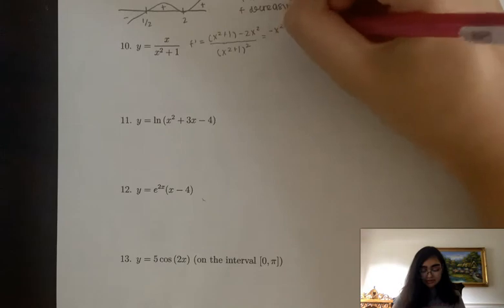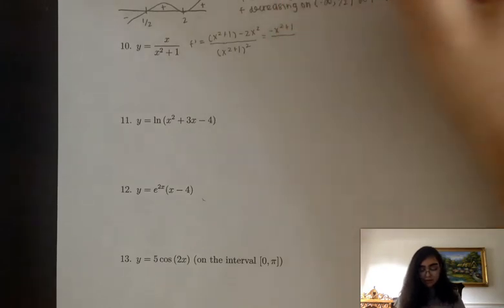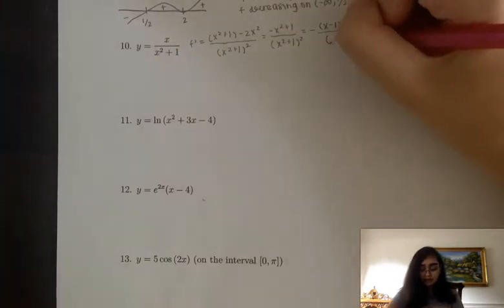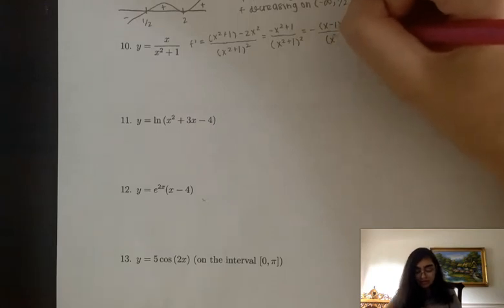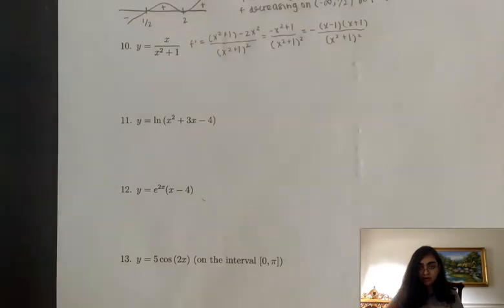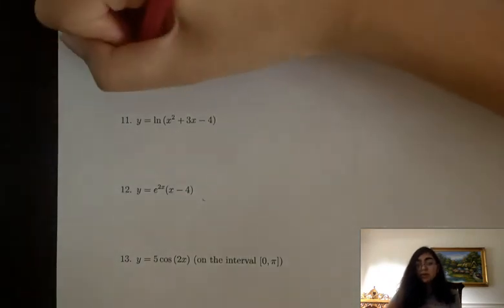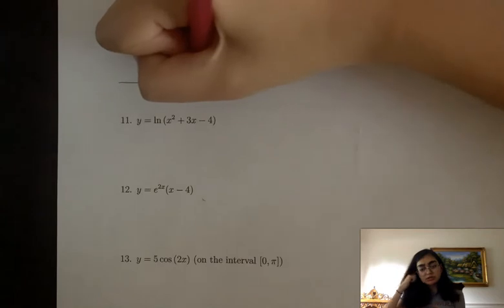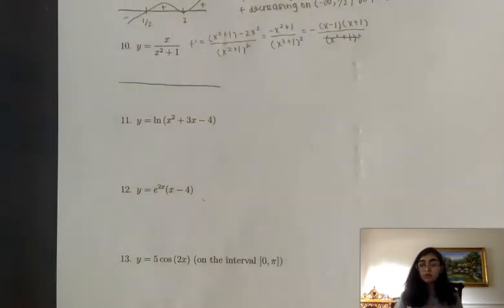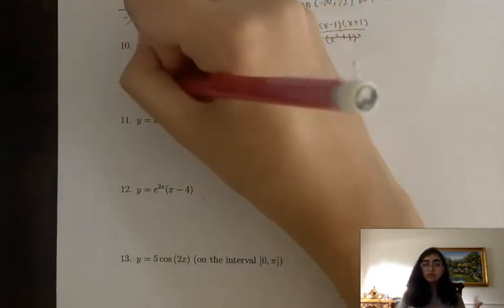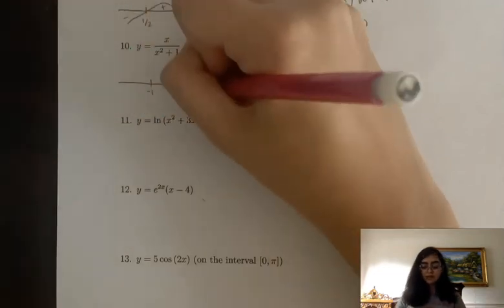We can simplify this to give us negative x squared plus 1 over x squared plus 1 all squared at the bottom. We can factor the top of this equation to get negative x minus 1 times x plus 1 over x squared plus 1 squared. Since x squared plus 1 squared is always positive, we're not going to consider that when we are drawing our sign chart, and we're just going to consider x minus 1 and x plus 1 in the negative sign.